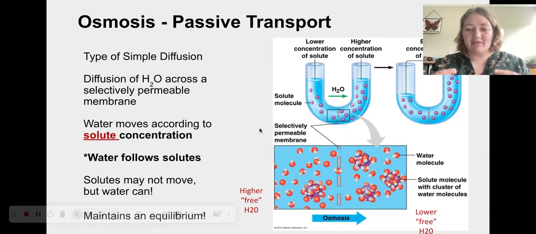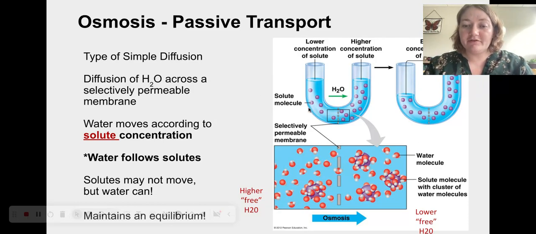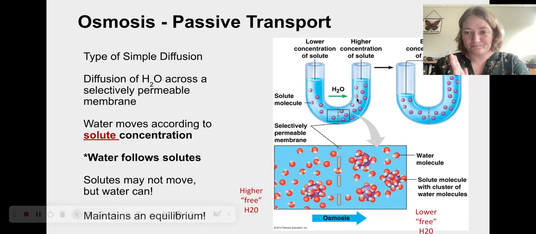So again, we're thinking about this as a ratio of water molecules to solute molecules. When we have fewer solutes to water molecules, we're not in equilibrium. One side has a different ratio of solutes to water than the other side. So water wants to move to equalize that ratio on both sides.